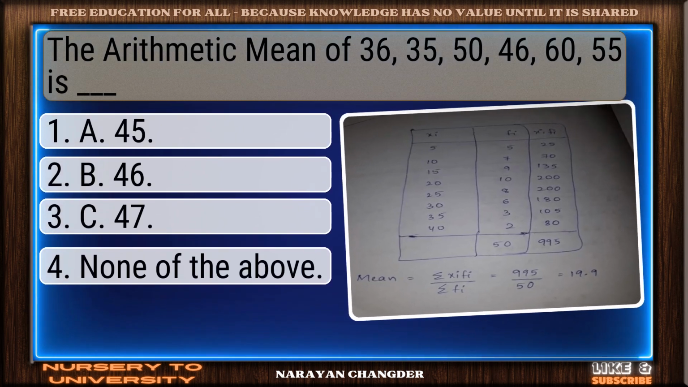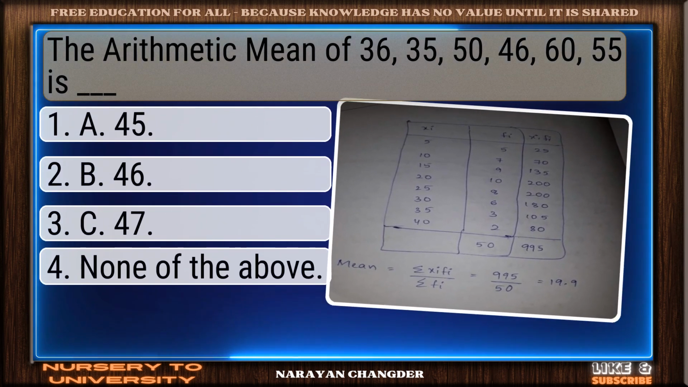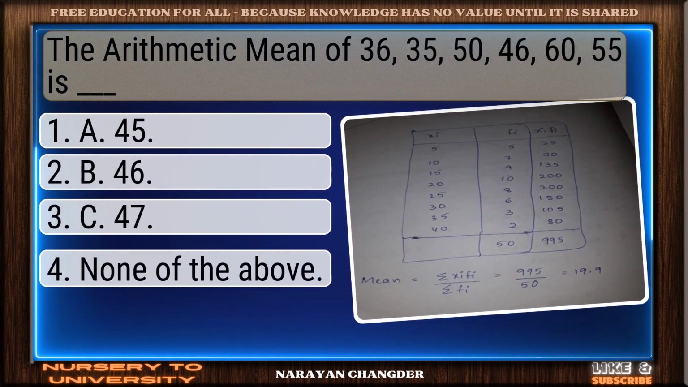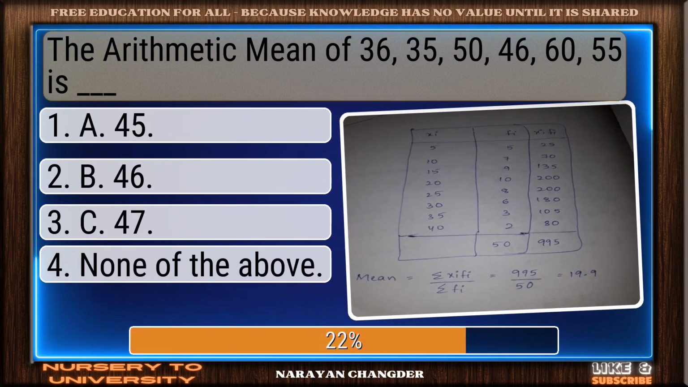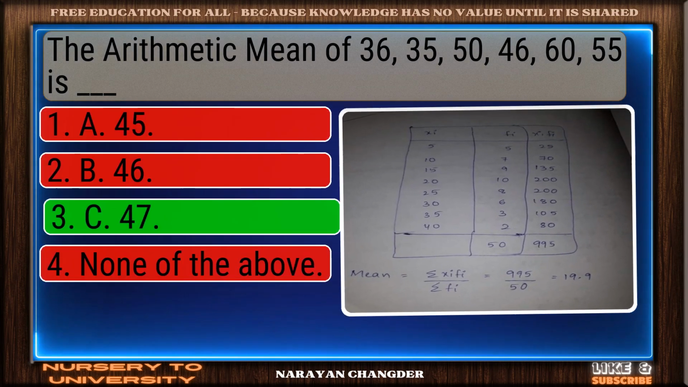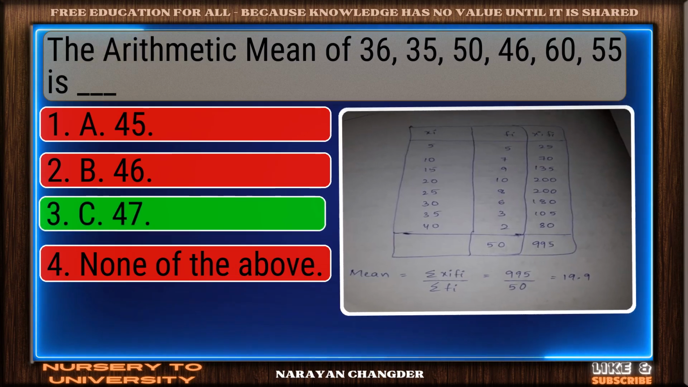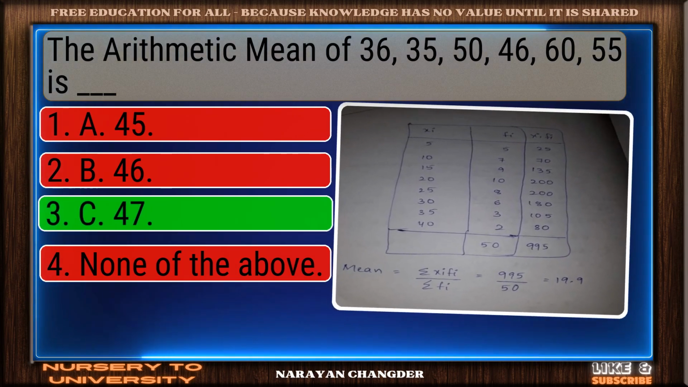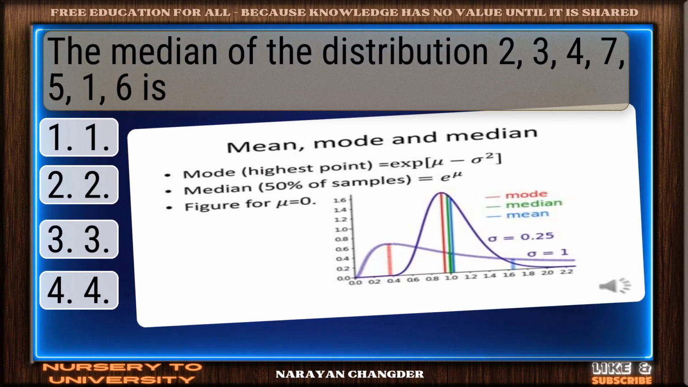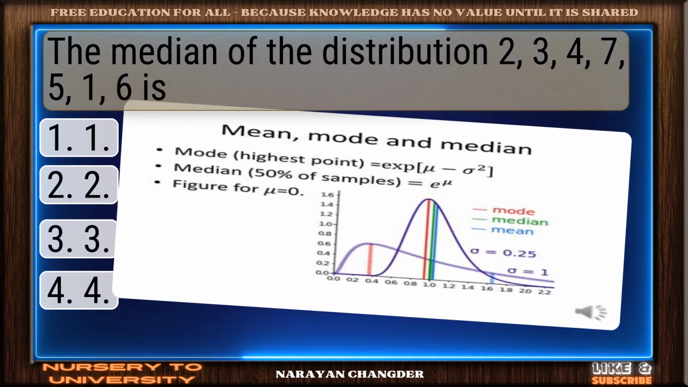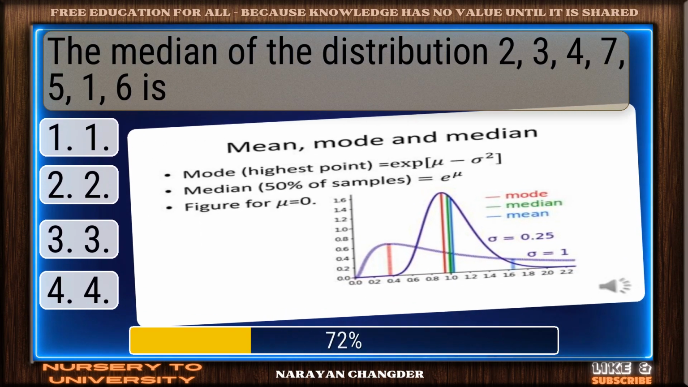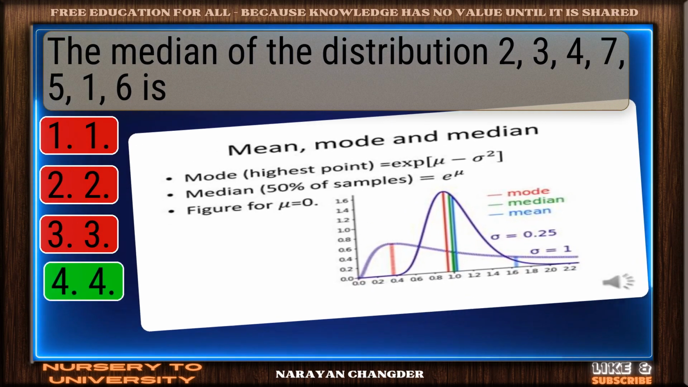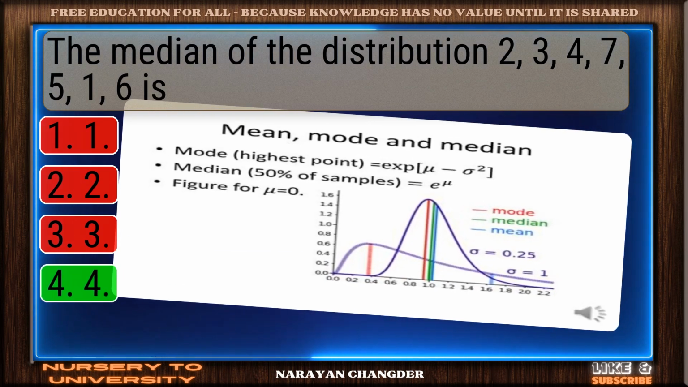Question number 150. The arithmetic mean of 36, 35, 50, 46, 60, 55 is dash. Smart move. 47 is an accurate answer. Question number 151. The median of the distribution 2, 3, 4, 5, 1, 6 is? Strong choice. 4 is the right answer.